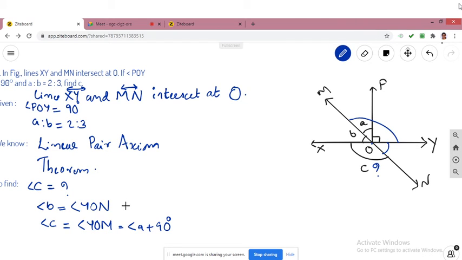So these are the things that we got from the figure now. So this is angle B. So this complete angle is angle C. Now we were given that A is to B is equal to 2:3. What can we say from that? Angle A is to angle B is equal to 2:3.